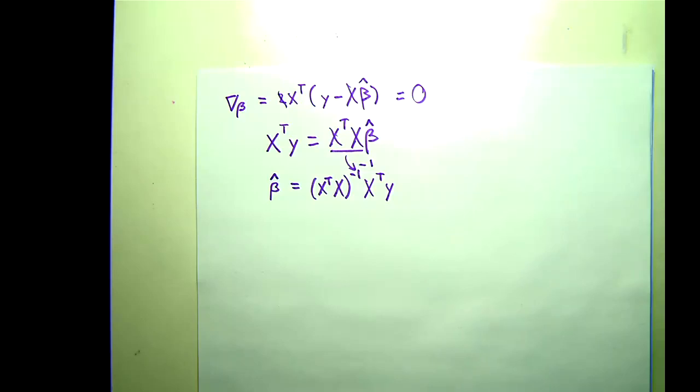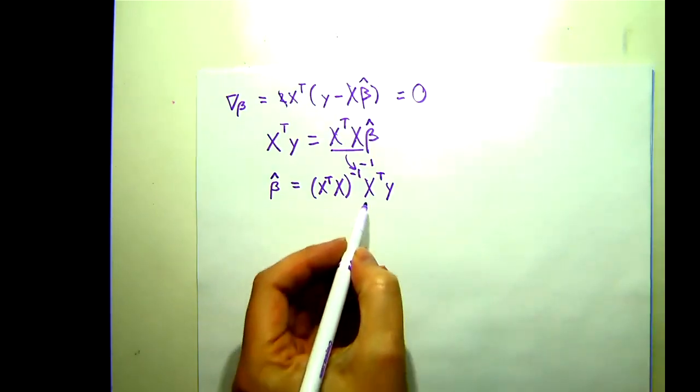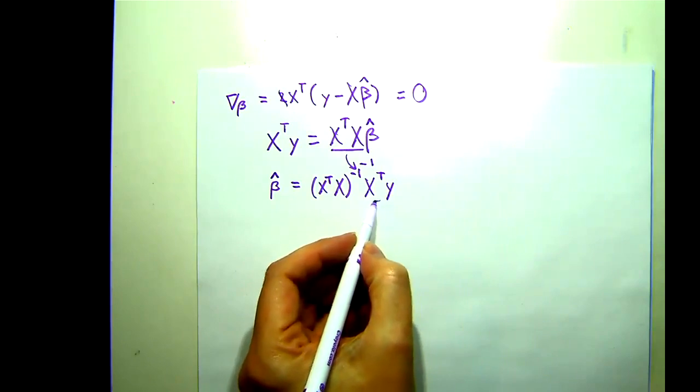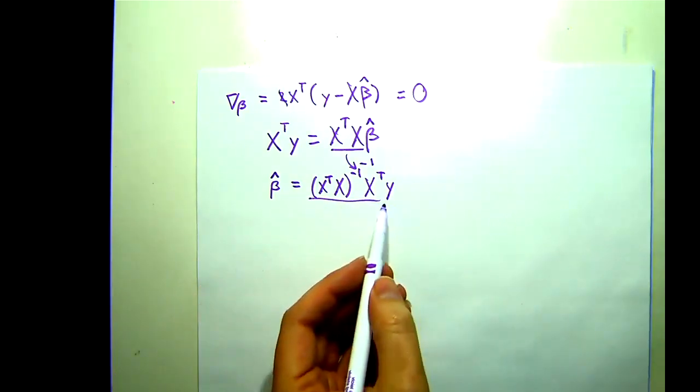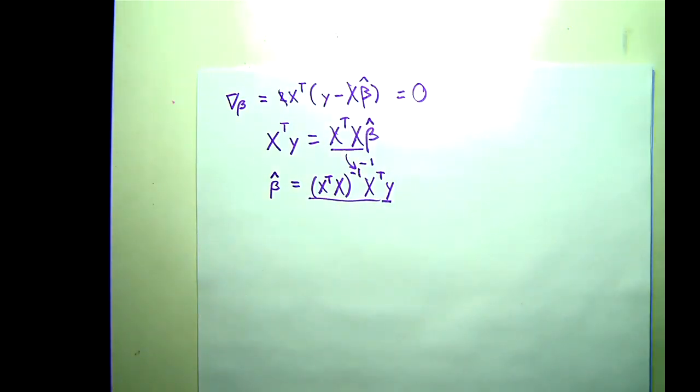Certainly, you could do an iterative sort of approach where you're doing the same thing we did for, say, the SVMs, stochastic gradient descent, something like that. But that's just a commentary on how you would solve this. But essentially, if you can calculate this, then calculating the beta hat is trivial.